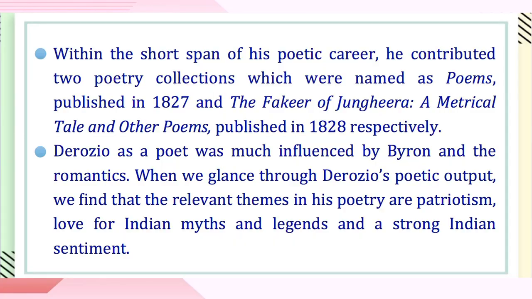Within the short span of his poetic career, he contributed two poetry collections, named Poems, published in 1827, and The Fakir of Jungheera, a Metrical Tale and Other Poems, published in 1828 respectively. Derozio as a poet was much influenced by Byron and the Romantics. When we glance through Derozio's poetic output, we find that the relevant themes in his poetry are patriotism, love for Indian myths and legends, and a strong Indian sentiment.